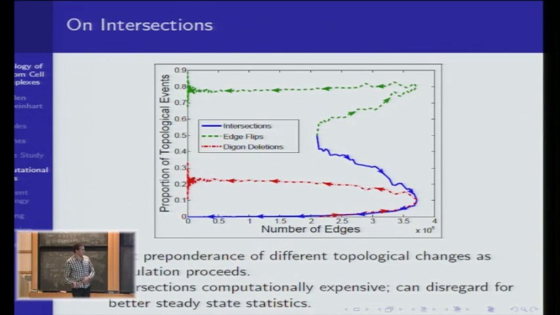OK, so a bonus of this is if we just care about the steady state statistics. See, detecting the intersections is computationally expensive. So a bonus of this is if we just want to study the steady state statistics, we can run a simulation without detecting intersections and get the same information. So we can get much larger data.